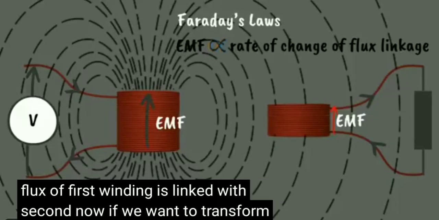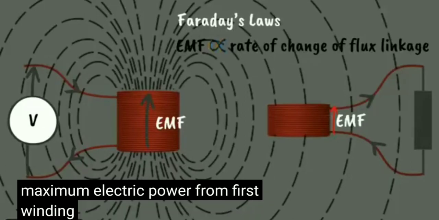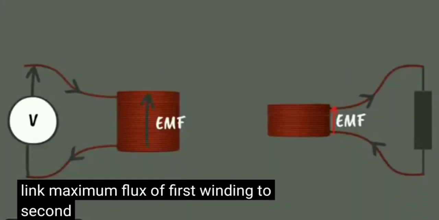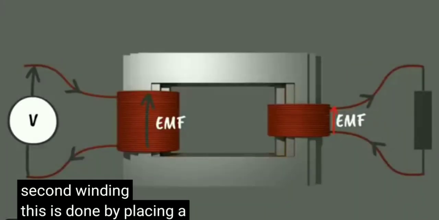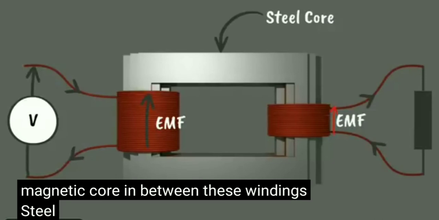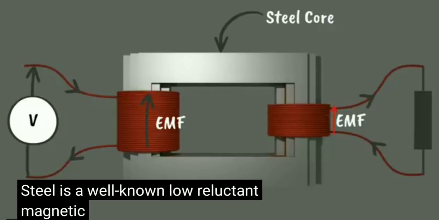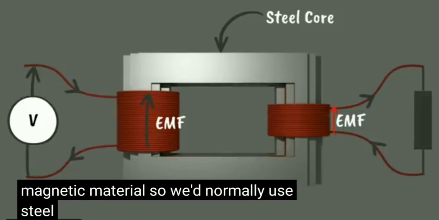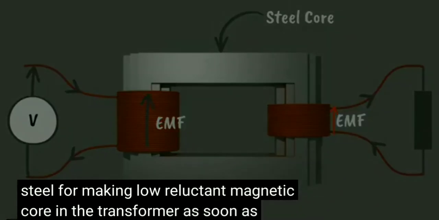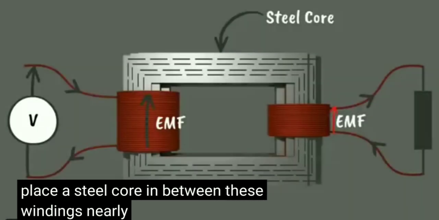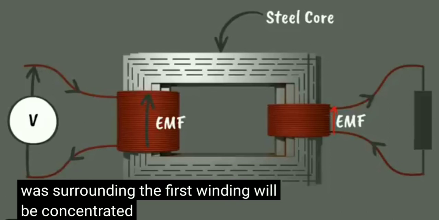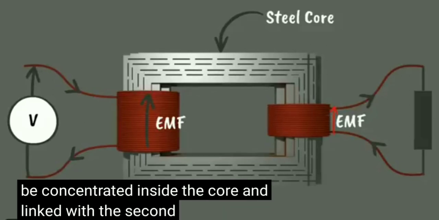Now, if we want to transform maximum electric power from the first winding to the second winding, we have to link maximum flux of the first winding to the second winding. This is done by placing a low reluctance magnetic core in between these windings. Steel is a well-known low reluctance magnetic material, so we normally use steel for making the low reluctance magnetic core in the transformer. As soon as we place a steel core in between these windings, nearly the entire flux which was surrounding the first winding will be concentrated inside the core and link with the second winding.